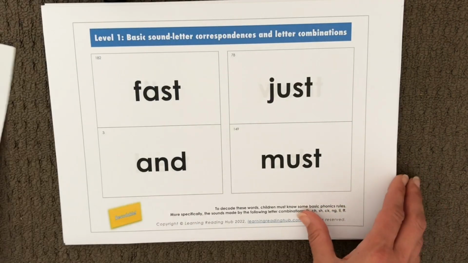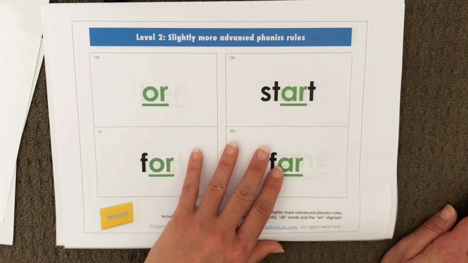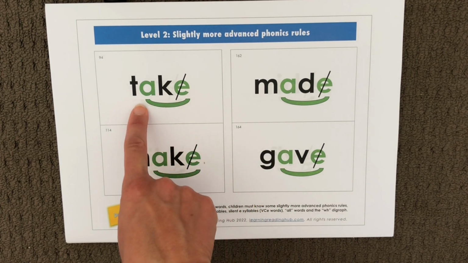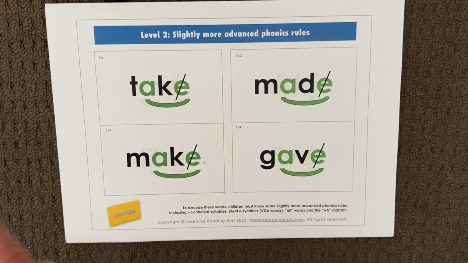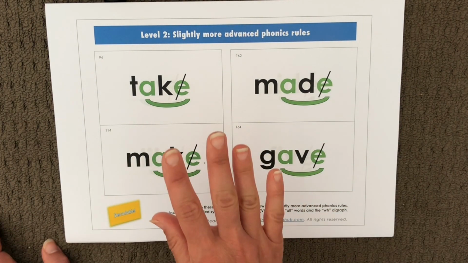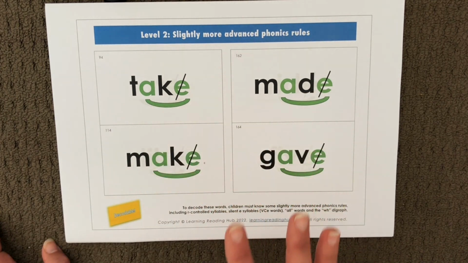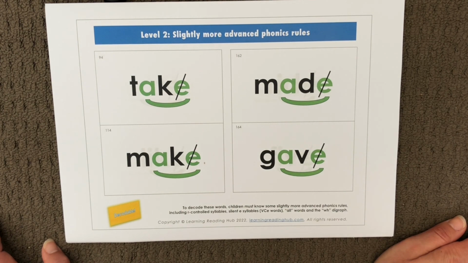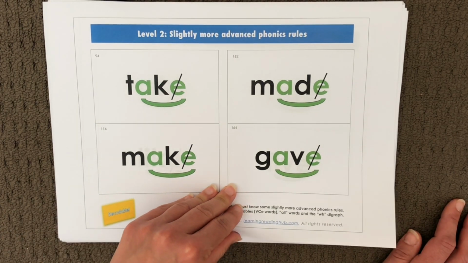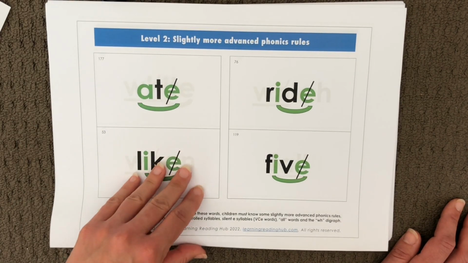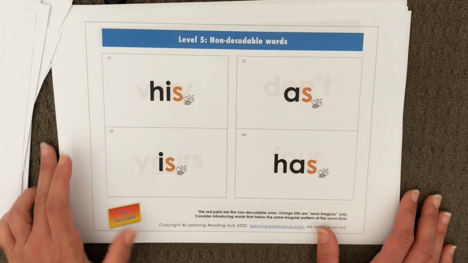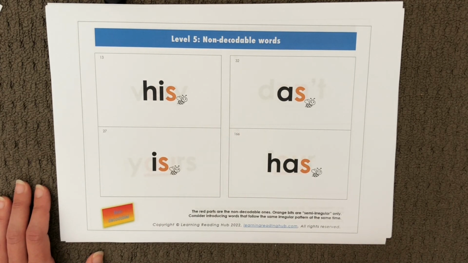Then, if we carry on a little bit farther, for instance, over here, it could be the magic key making the A say its name, as in take, make, made, or gave. Again, remember, there's no irregularity or unexpected spelling here. It's just that the phonics rule is slightly more advanced. If we carry on a little bit farther, we are going to find some orange bits as well. Okay, we found the orange bits over here.